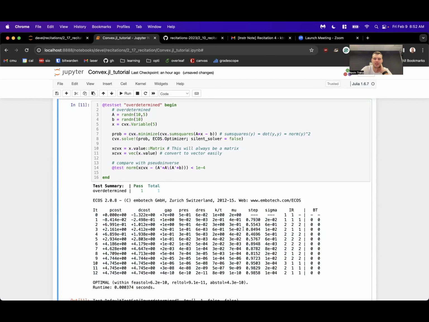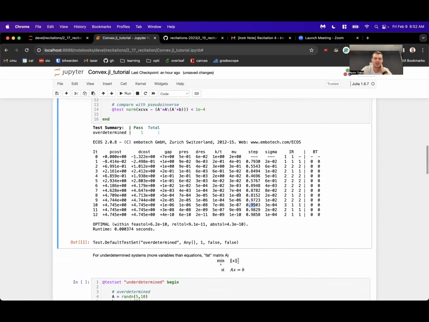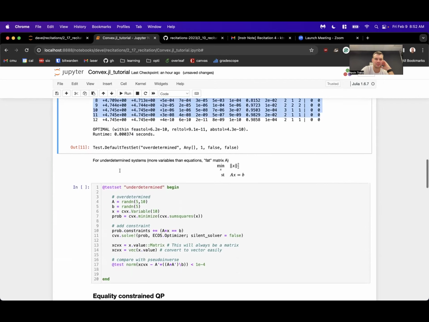Step is just saying how large of a Newton step am I taking? You generally want this to be nice and healthy. These numbers are totally fine. That's in a sense how to read at least the ECOS outputs.